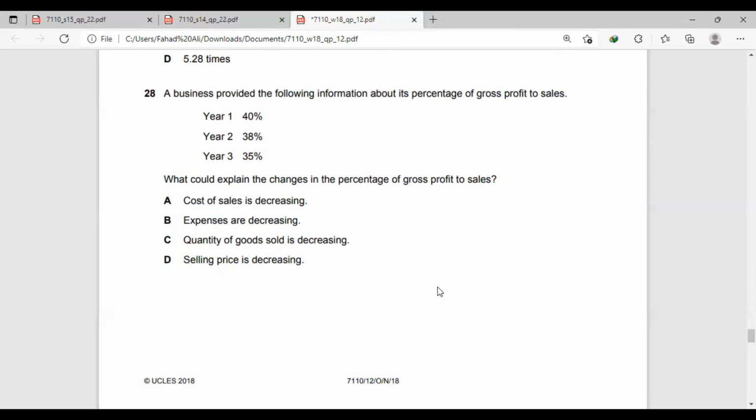And the last is selling price is decreasing. This is something which directly affects the gross profit. So D is the correct option in this scenario.